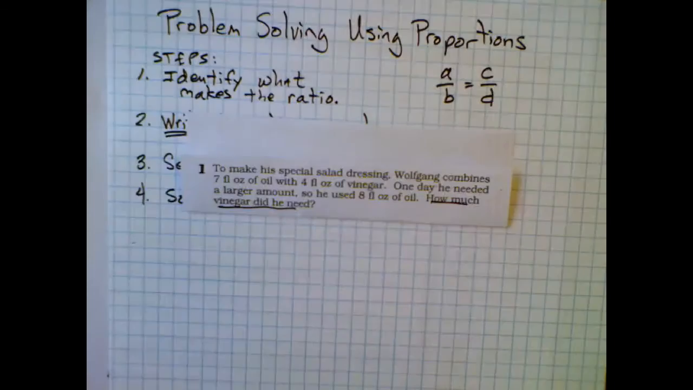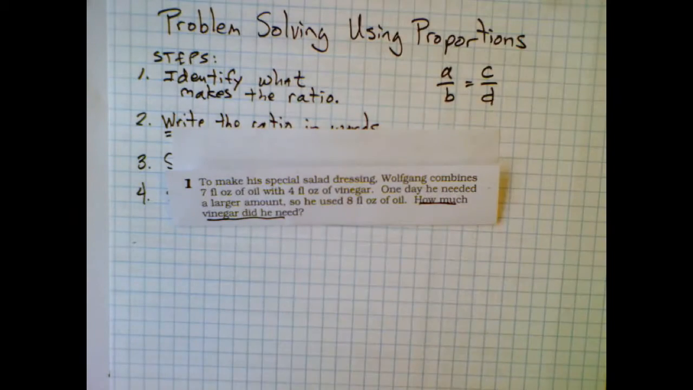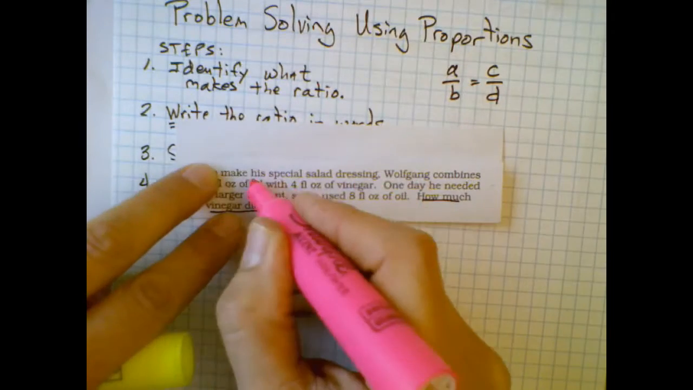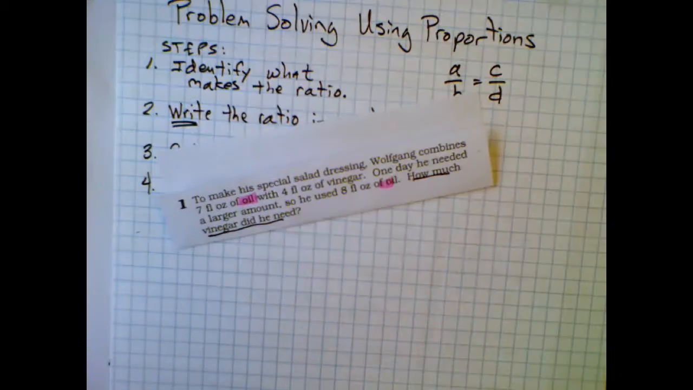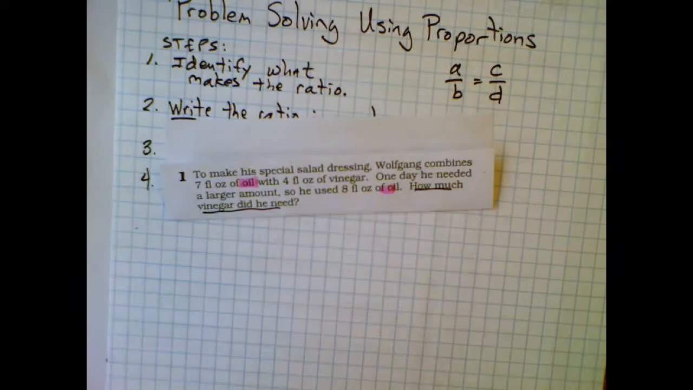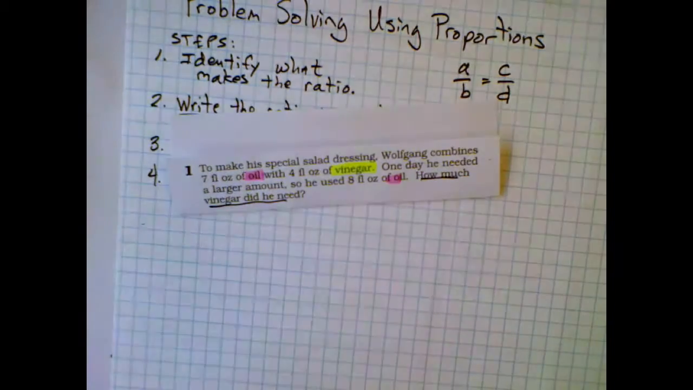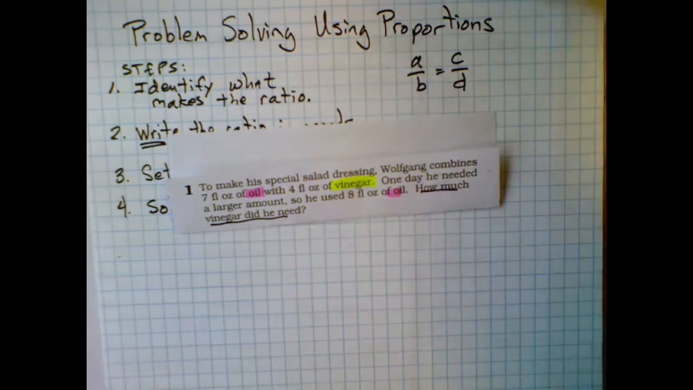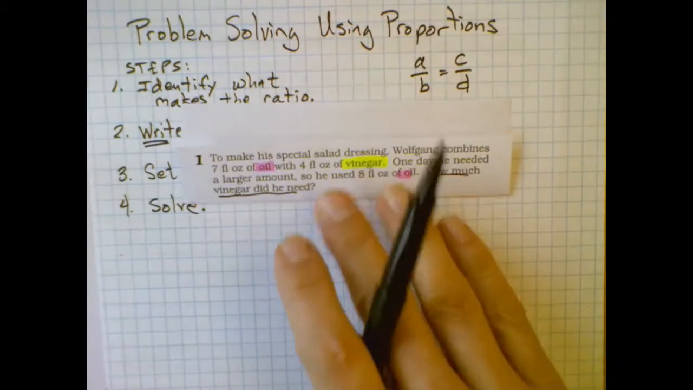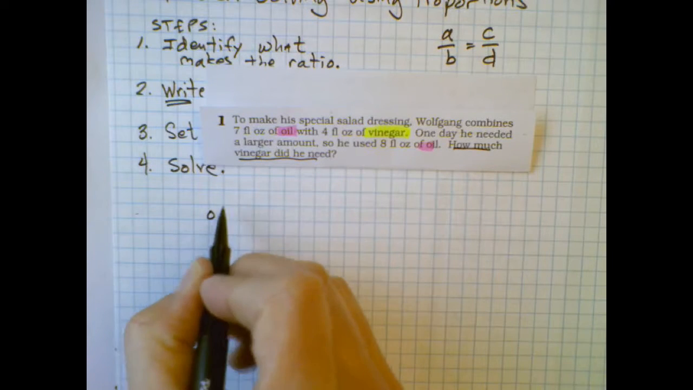So the first thing I need to do is identify what makes up the ratio. Well, what things are being described here? It looks like oil is one, so he's describing oil. And what else is being described? The vinegar is being described. So my ratio needs to be this mix of oil and vinegar. So here we go, let's write that down. I'm going to write in words. So the ratio is going to be oil to vinegar.